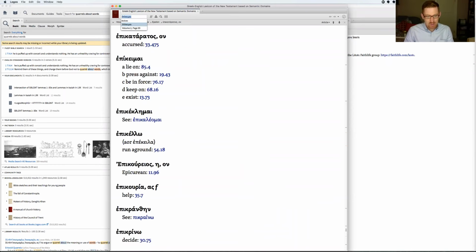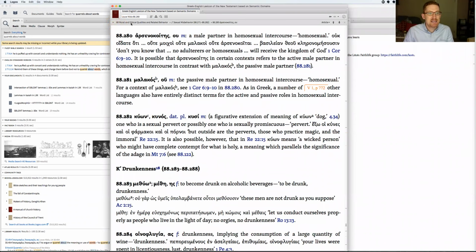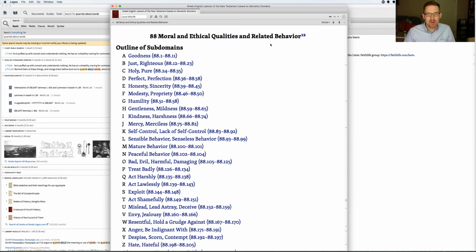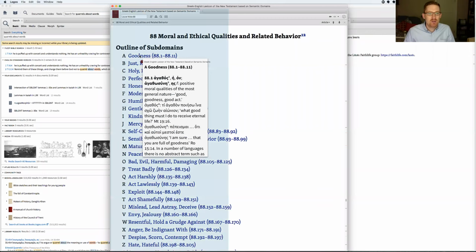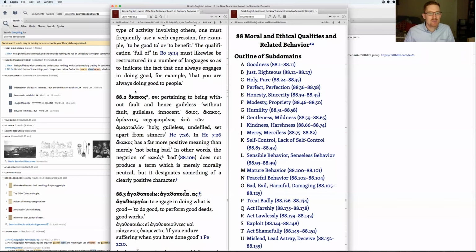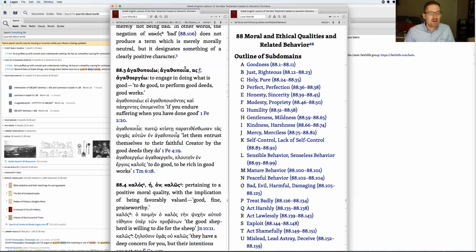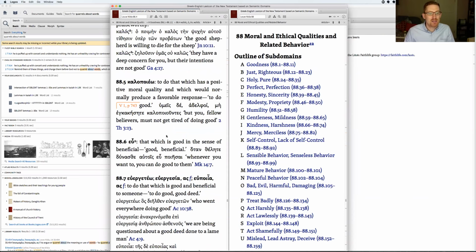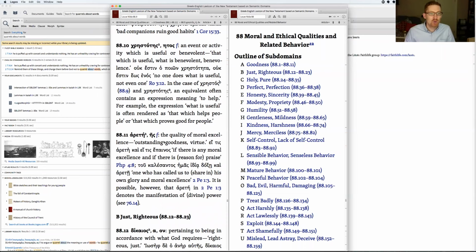If I look up arsenokoitēs here, it's in one domain. Domain 88 is moral and ethical qualities and related behavior. And in domain 88, there are subdomains. Goodness is one. And within goodness, there would be multiple words, agathos, as well as akakos, so this is an antonym. This is akakos, without fault, and hence guileless. Agathopoieō, doing good. Kalos, positive moral quality. Here are multiple words within this semantic domain. And actually, they can occur in multiple semantic domains because words can have multiple senses.